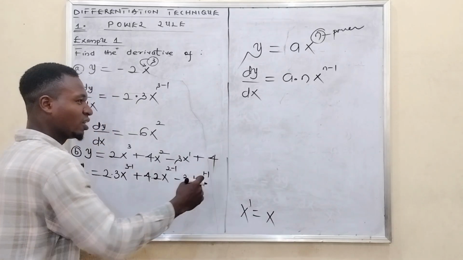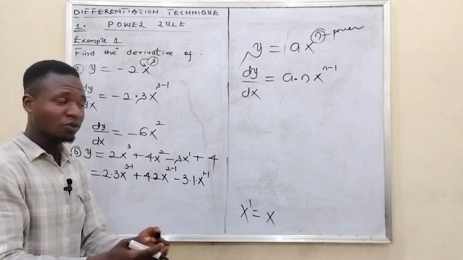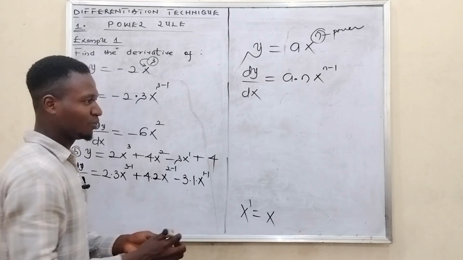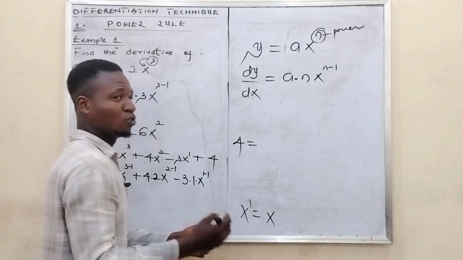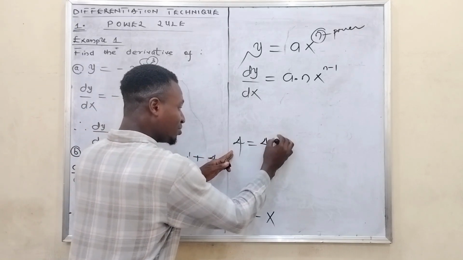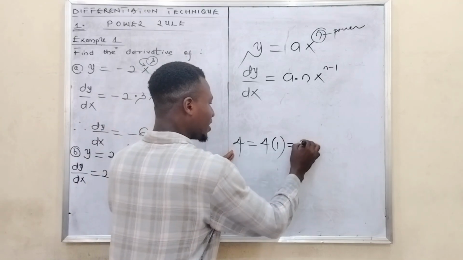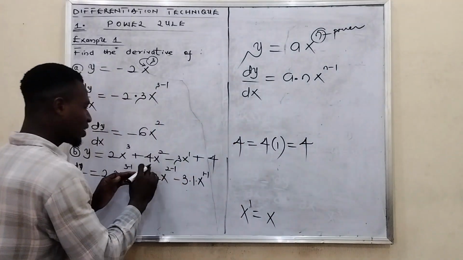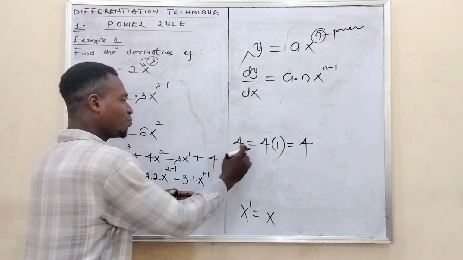Then what becomes of the derivative of 4? The derivative of 4 is a constant. So if we differentiate 4, it ought to give us 0. Why is it 0? Remember that 4 can be rewritten as the product of two numbers. So we can rewrite 4 as 4 times 1. From the laws of indices, we know that anything raised to the power of 0 is going to give us 1.